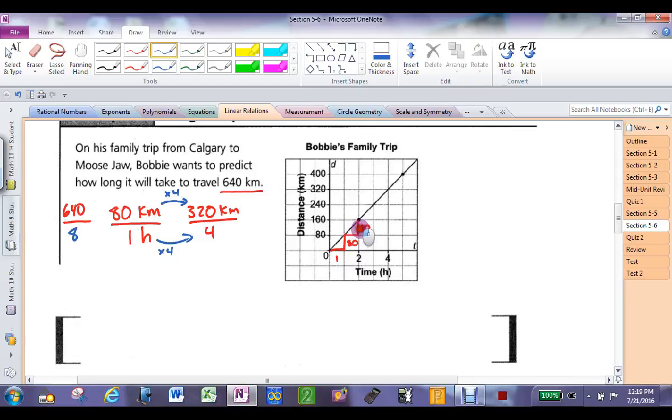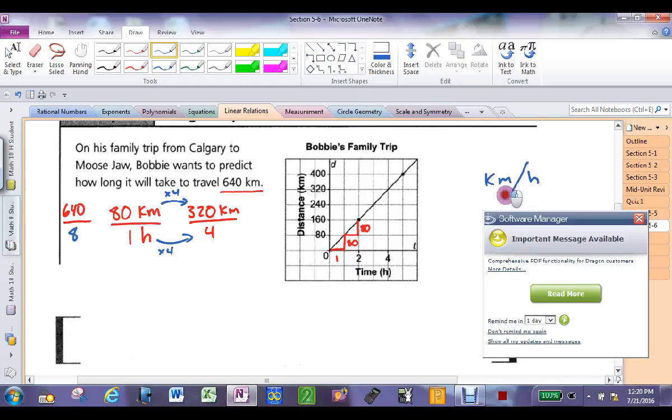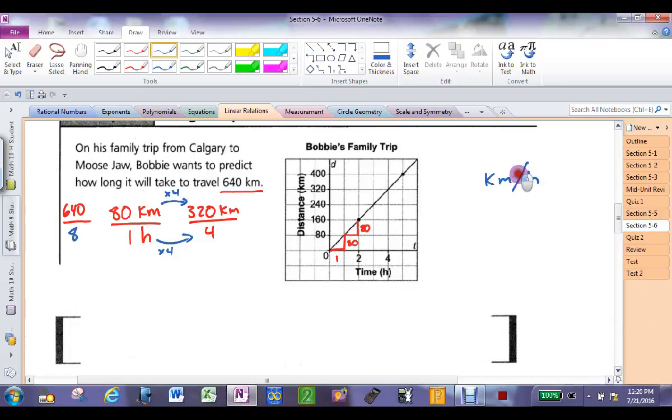You guys have already made mention of it. If up and down measures kilometers, and the horizontal measures hours, aren't those the components of a speed? And how do we write speed? How do we write it if I'm going 80 kilometers an hour? What do I put right here? A slash. What math is that slash? Division. So what I really have here are kilometers divided by hours, don't I?